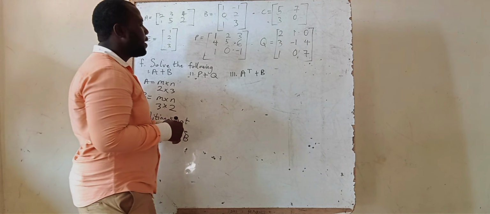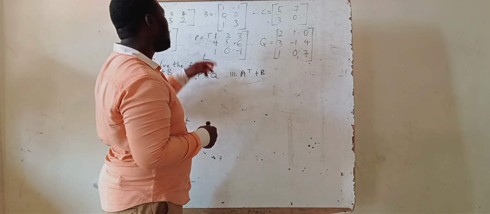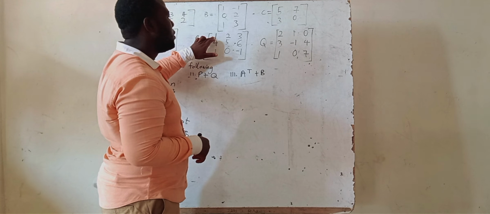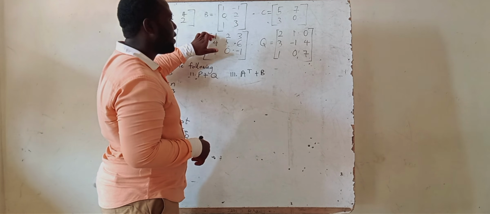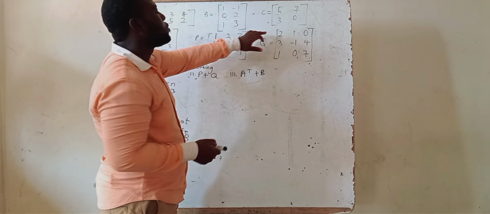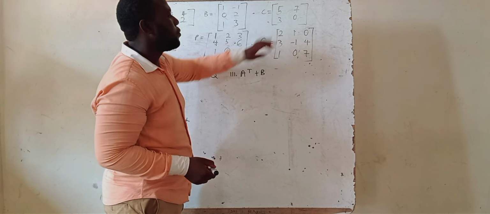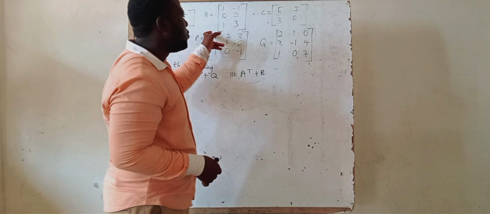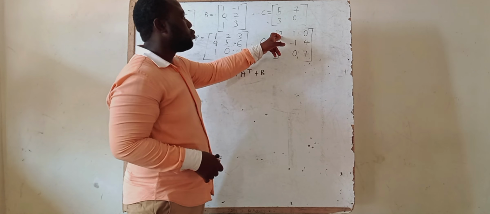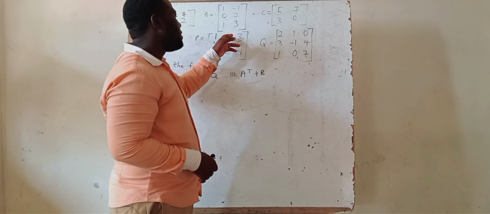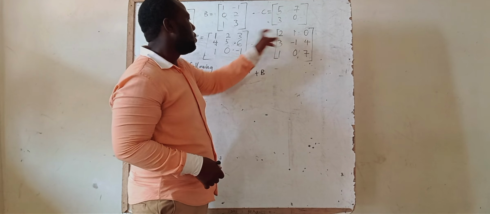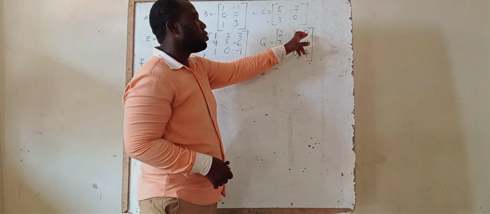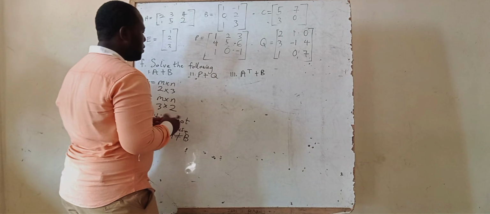Let's say for row one of P, you take the first element and add it to its corresponding element of Q. So one will be added to two. Two will be added to one. Three will be added to zero. So it will be this way.